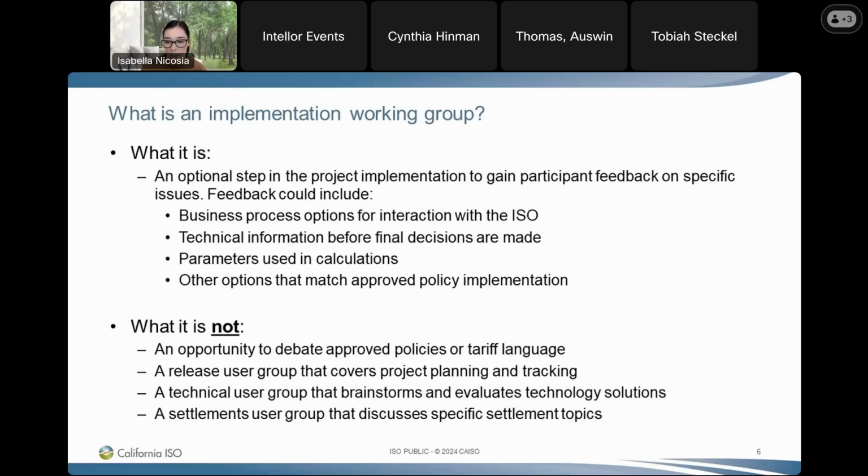It's also not the release user group, which provides project planning and tracking information. It's not the technical user group, which is primarily used to brainstorm and evaluate solutions for technology and process-based problems for the ISO's development of prioritized technical roadmaps. And then it's not a settlement user group, which usually discusses settlement-specific topics and has a specific user base.